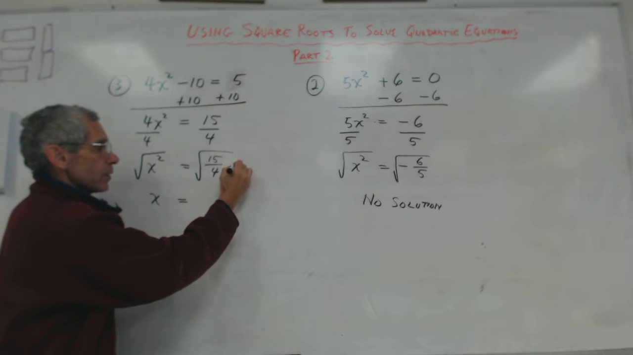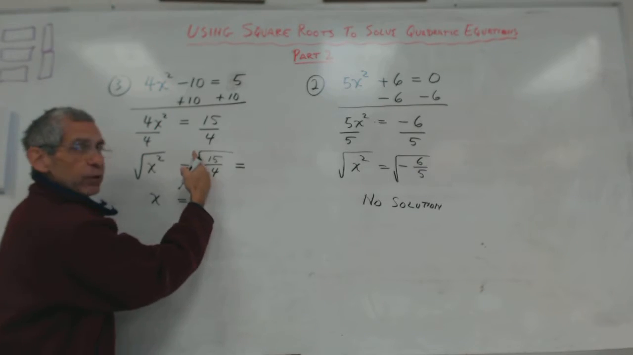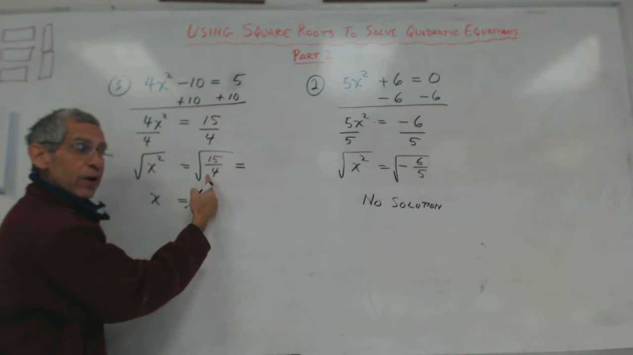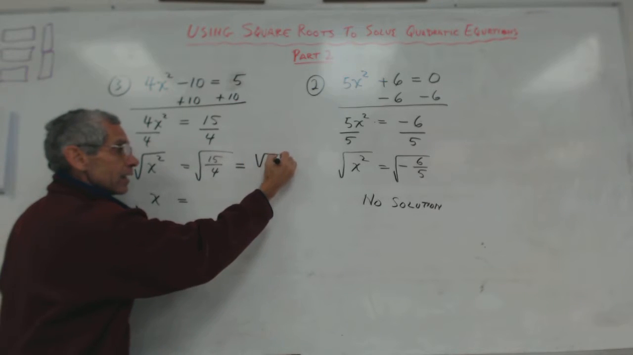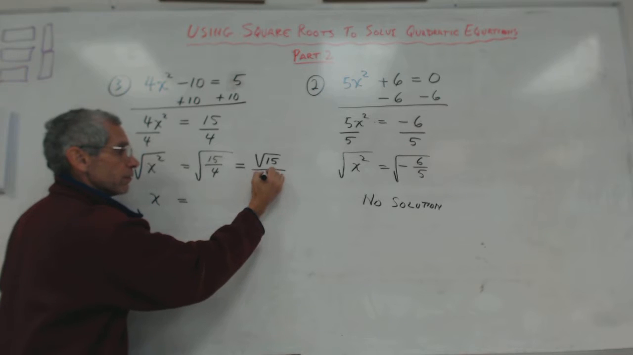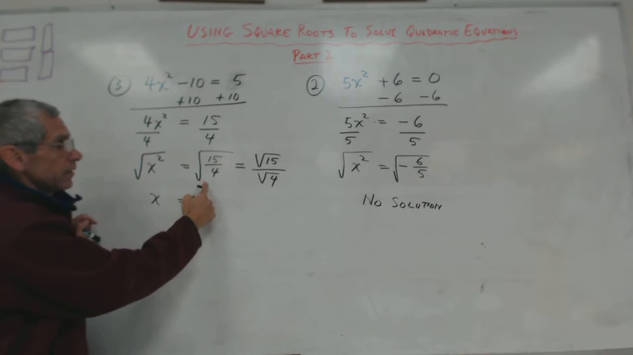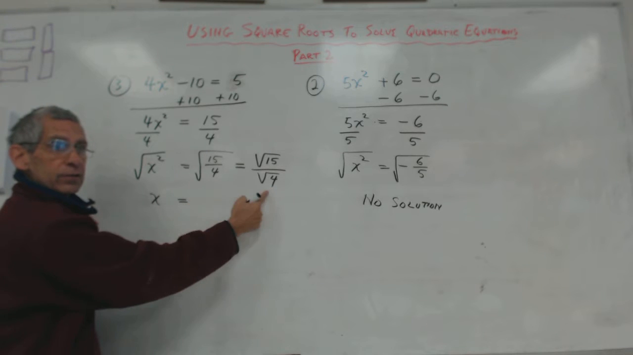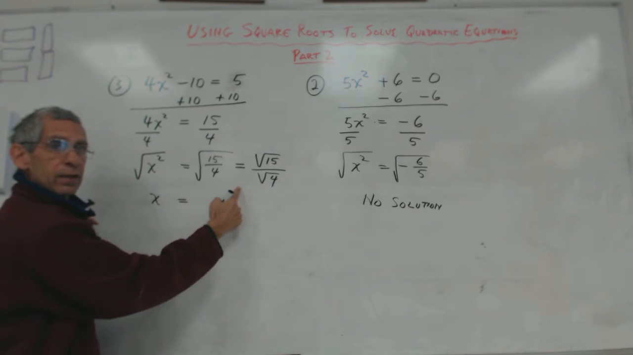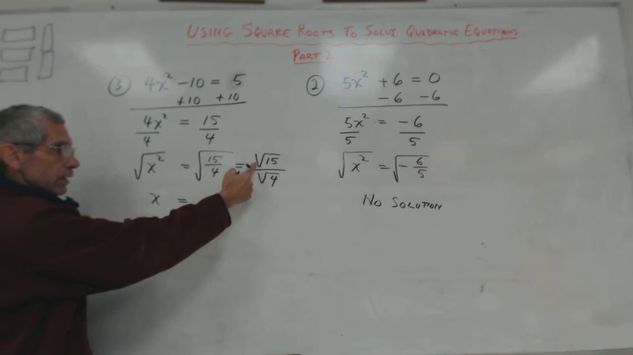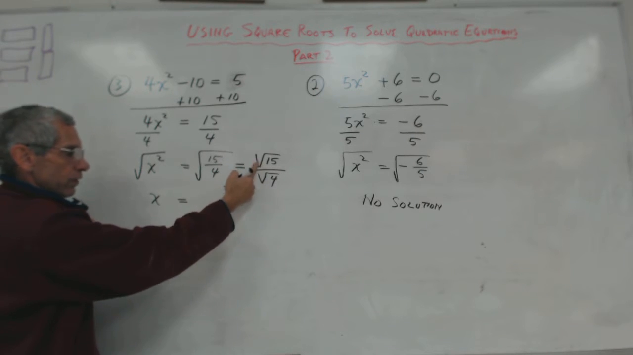So, equals, if you have a square root over an entire fraction, it's the same thing as putting the square root over each part of the fraction. You with me? Okay? That is the same thing as that. It's legal to do that. Okay? So therefore, now, what is the square root of 15?